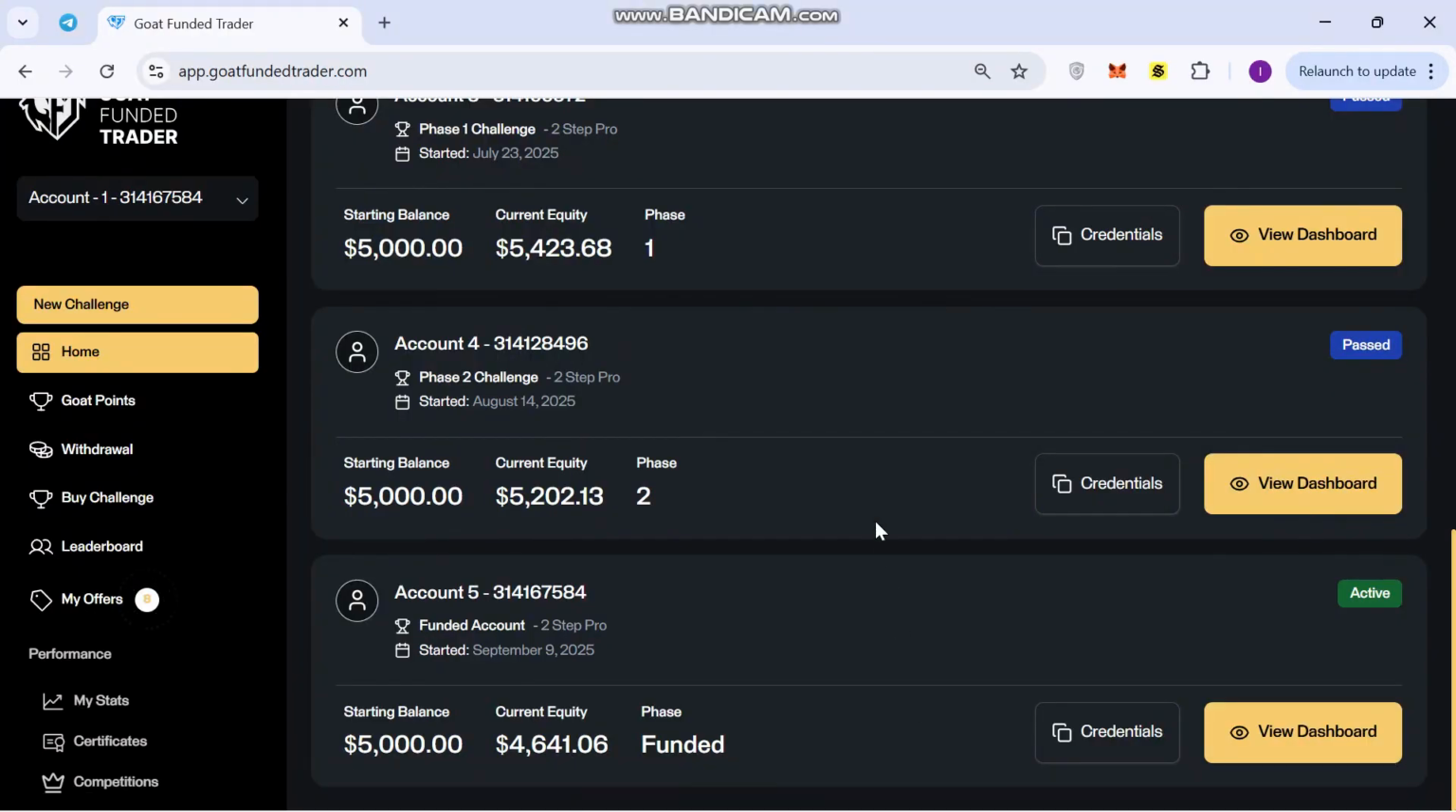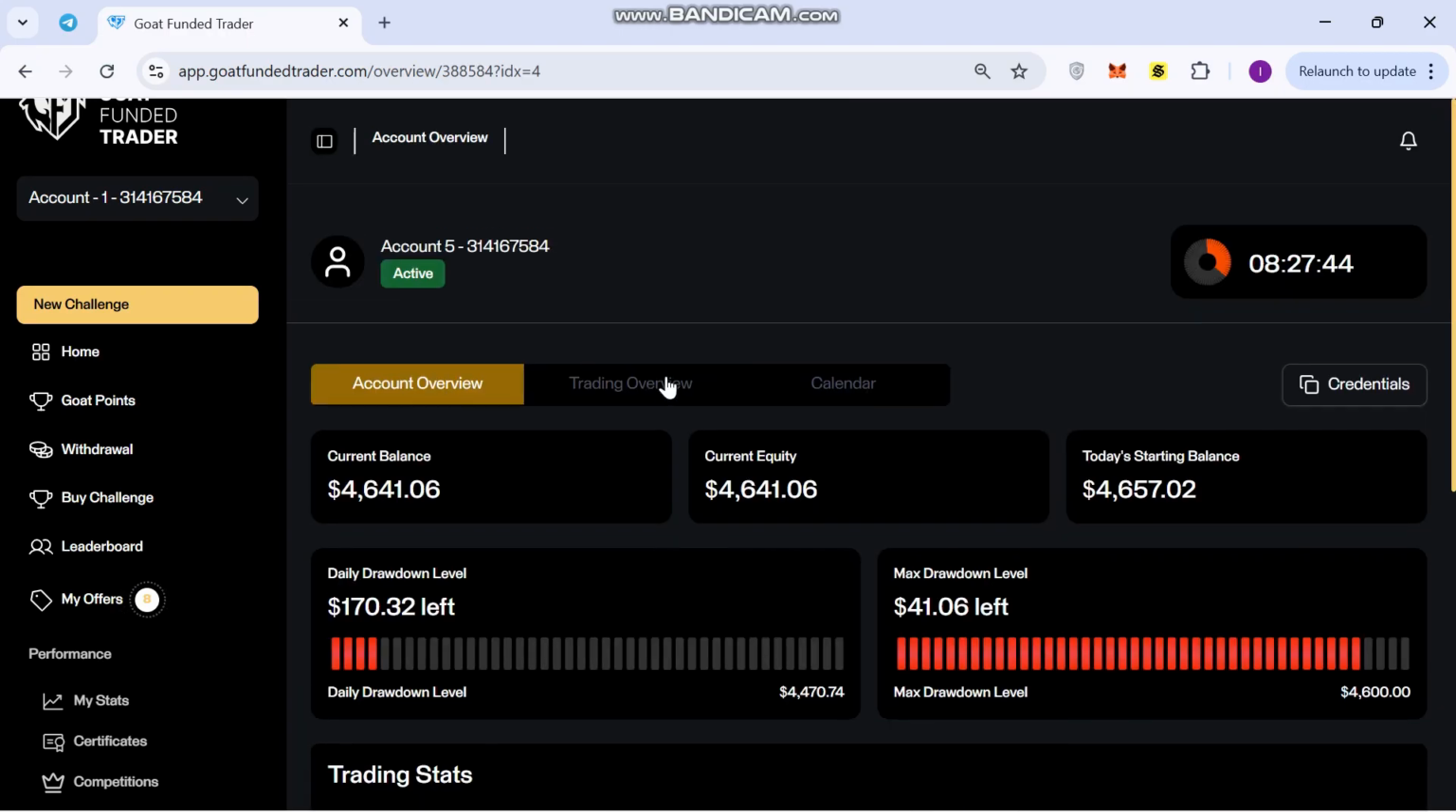Jumping to the dashboard, this funded account, 2-step pro, account 5, view dashboard. At this point, it's safe to say that we're losing this account, but I won't give up. I won't give it up. 2 trades, risking $20 each, and we're done.